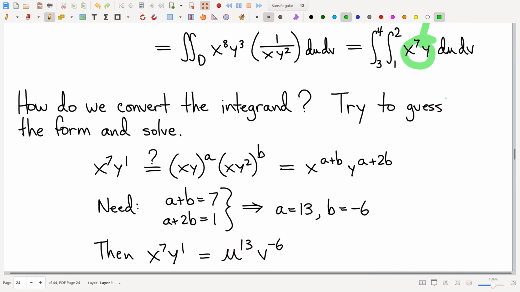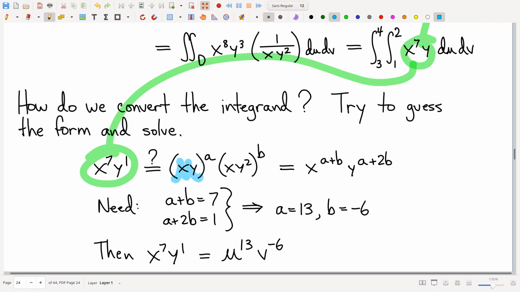So here's the big idea. If you find yourself with an integrand that you need to rewrite in terms of u's and v's, that's what u is, and that's what v is, make a guess.